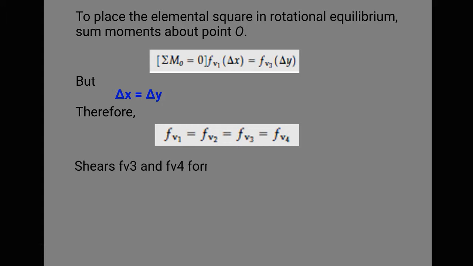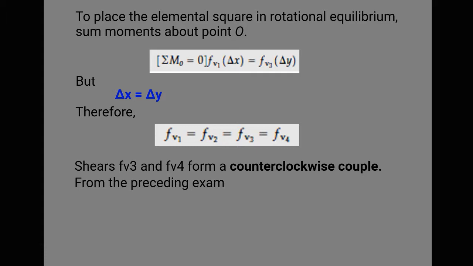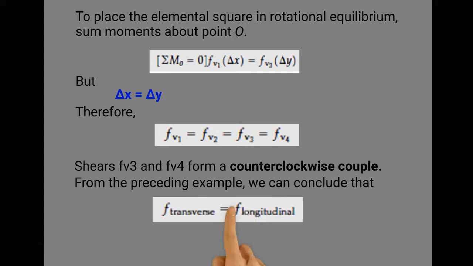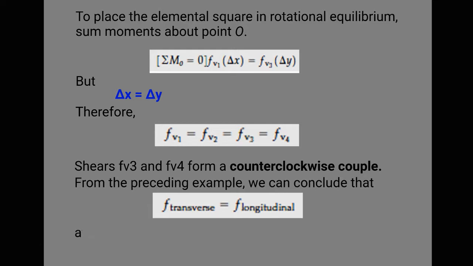Shears Fv3 and Fv4 form a counterclockwise couple. From the preceding example, we can conclude that F transverse is equal to F longitudinal at a given point along the beam length.